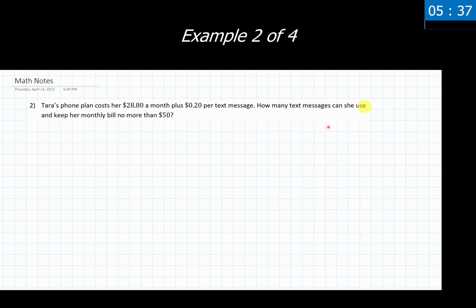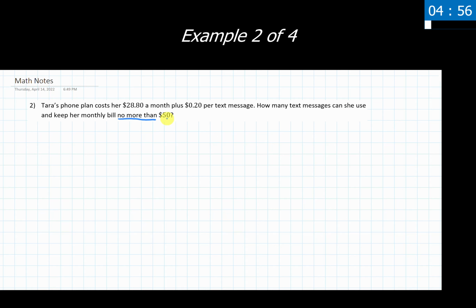For example 2, we are told Tara's phone plan costs her $28.80 a month plus 20 cents per text message. How many text messages can she use and keep her monthly bill no more than $50? Okay, so again, we have an inequality that's going to be showing up here. We're told that we want to have the bill be no more than $50. Sometimes this is also written out as keep her bill at a maximum of $50, or not to exceed $50, or something to that effect.